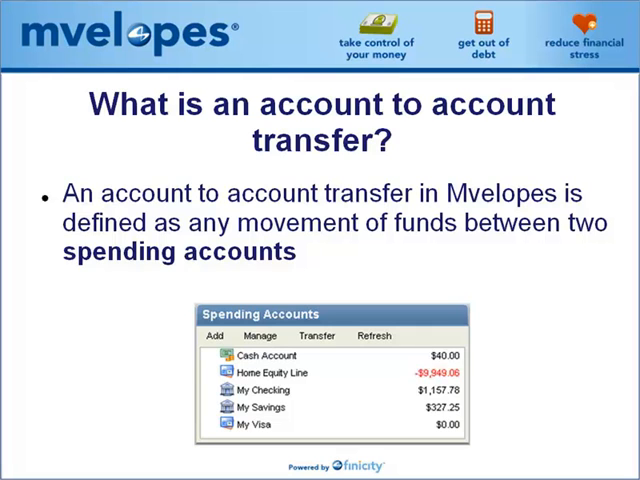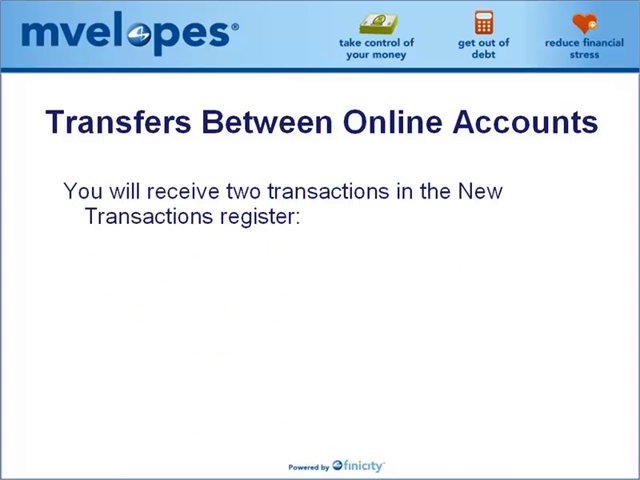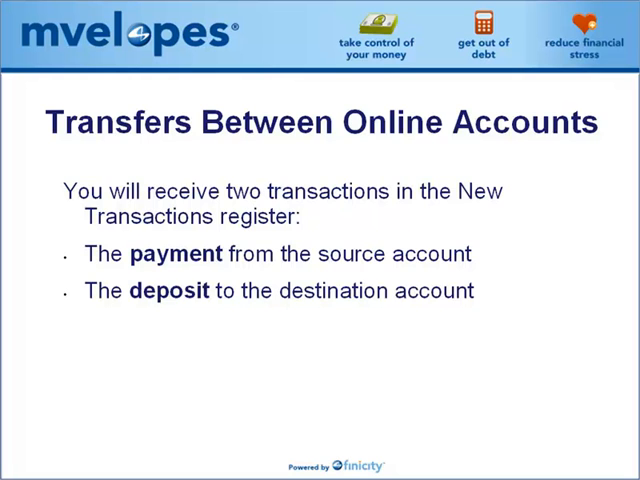Now let's talk about transfers between two online accounts. Anytime you move money between two online accounts, such as transferring funds from checking to savings, you will receive two transactions in your new transactions folder. You'll receive the payment from the source account, also referred to as a debit, and you'll also receive a deposit to the destination account, also referred to as the credit.